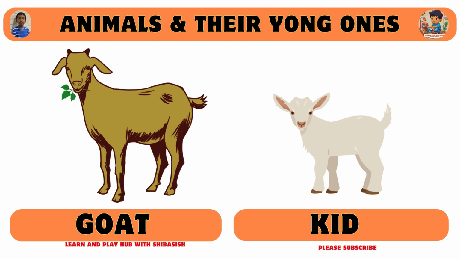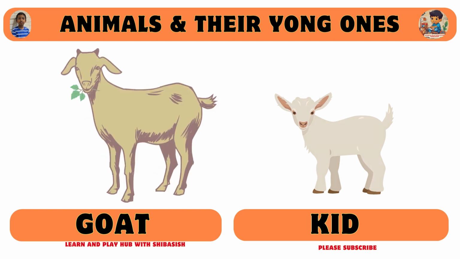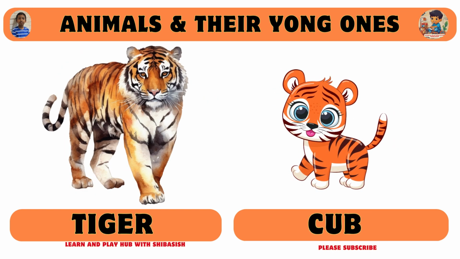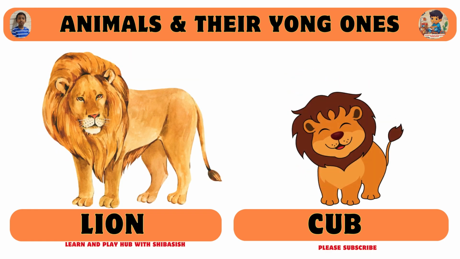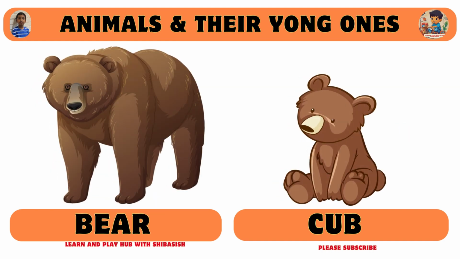Goat, kid. The baby of a goat is called as kid. Tiger, cub. The baby of a tiger is called as a cub. Lion, cub. The baby of a lion is called as a cub. Bear, cub. The baby of a bear is called as cub.